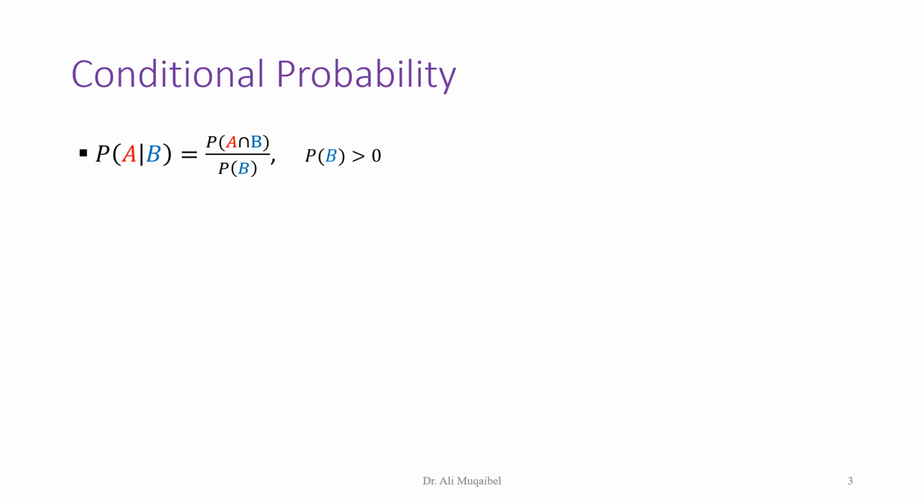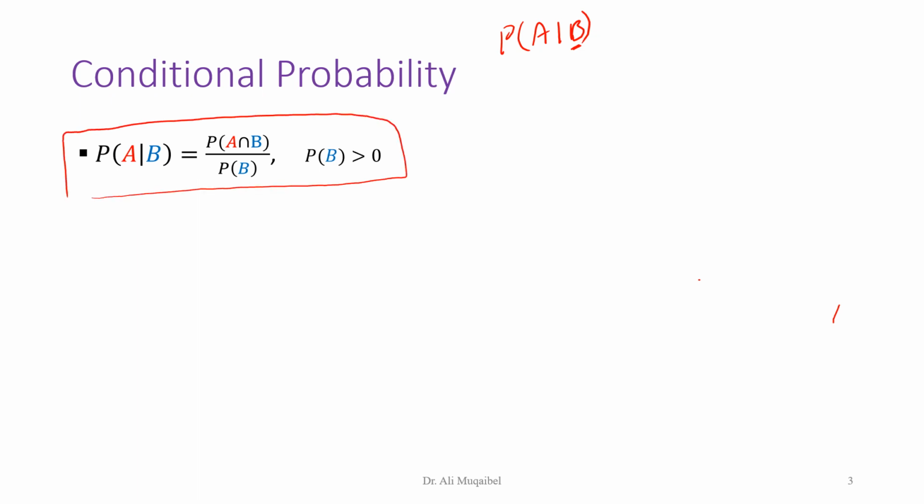Now, let's move to the conditional probability. We need to first understand the meaning of conditional probability and how it's written. When we say the probability of A given B, or conditioned on B, it means we know that B is already true. It already occurred. So according to the formula, the probability of A given B is the probability of the intersection divided by the probability of B. Of course, we cannot divide by zero, so we have to guarantee that the probability of B is positive. And this is why I am adding the condition here.